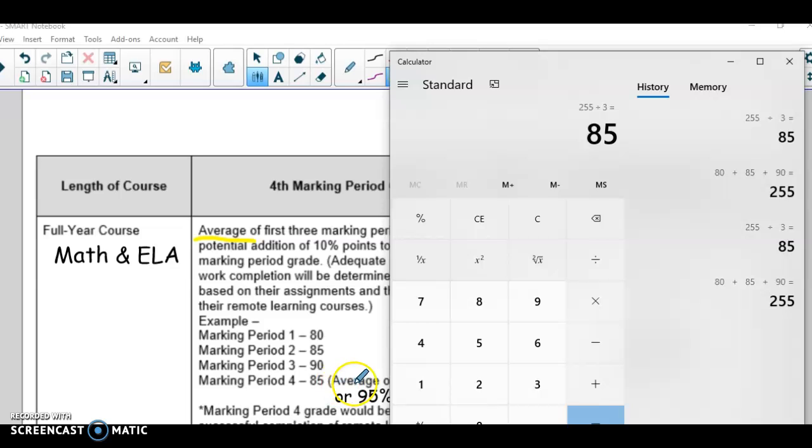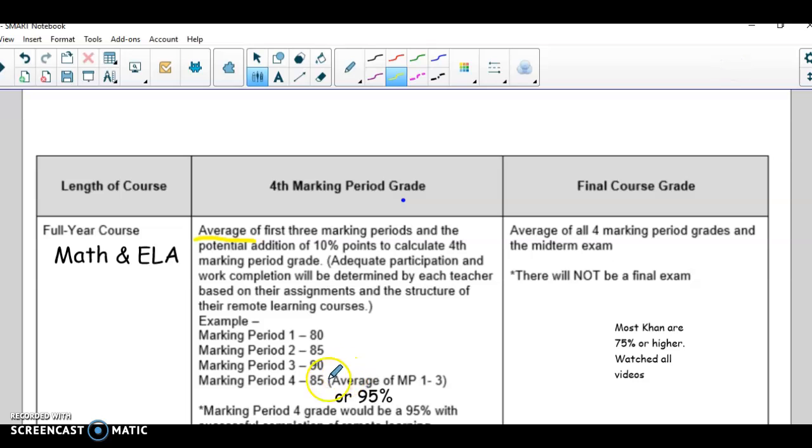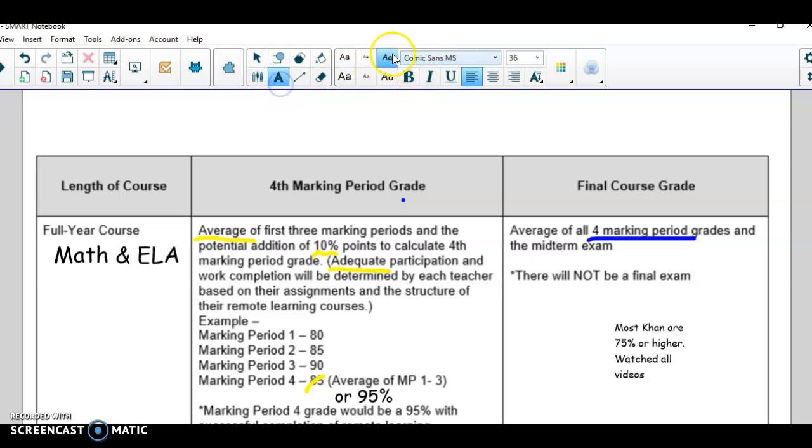Now, if you do your online work, you will get 10 percentage points higher. If you have adequate participation, you can get 10 percentage points higher. So this 85 could be bumped to a 95%. Then what we're going to do is average all 4 of the marking period grades and the midterm.